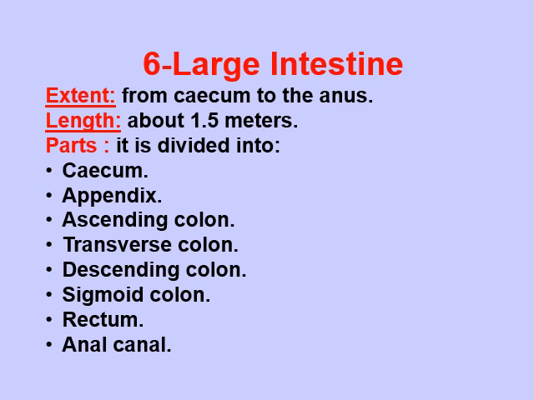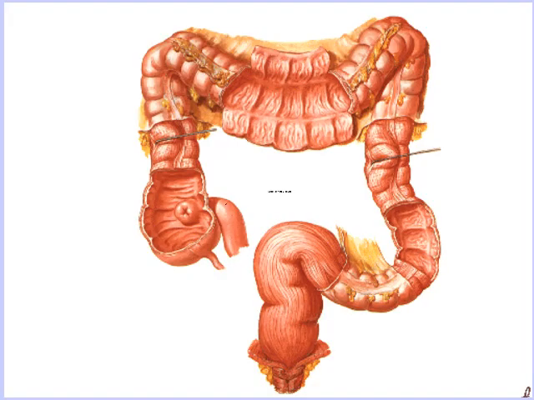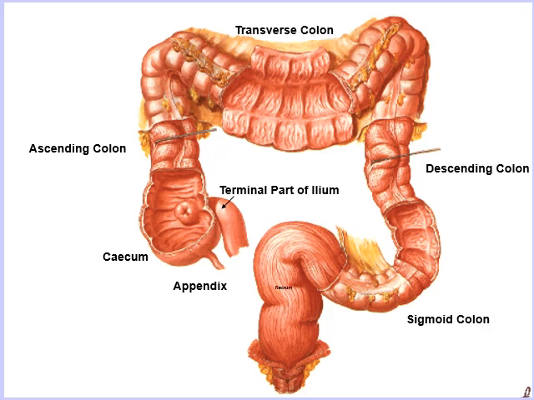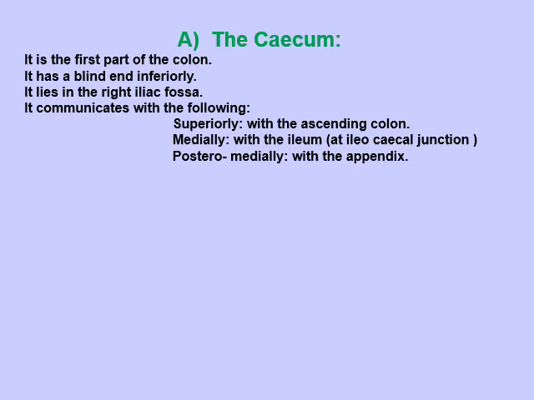Large intestine. It's about 1.5 meters and it extends from the cecum to the anus. Its parts are cecum, appendix, ascending colon, transverse colon, descending colon, sigmoid, rectum, and anal canal. Cecum, appendix. The cecum is the first part.